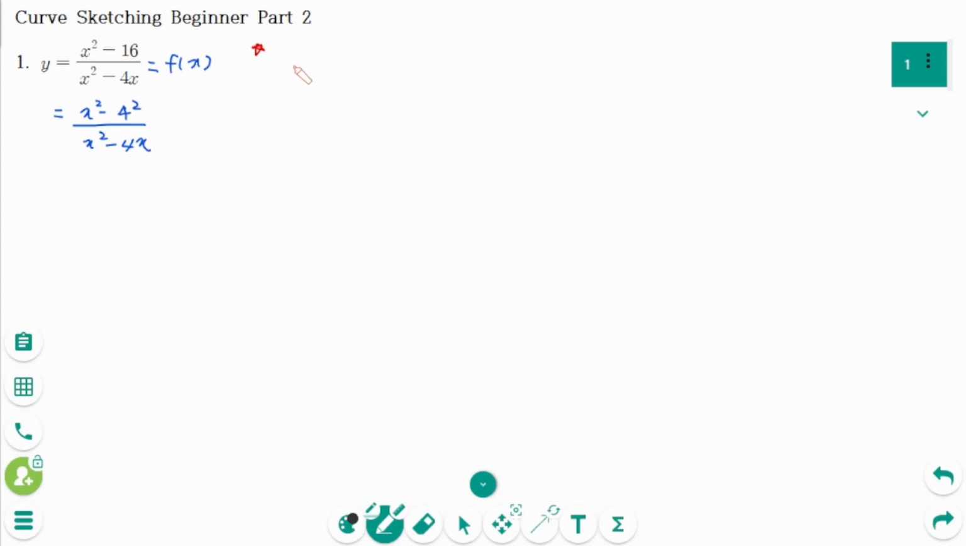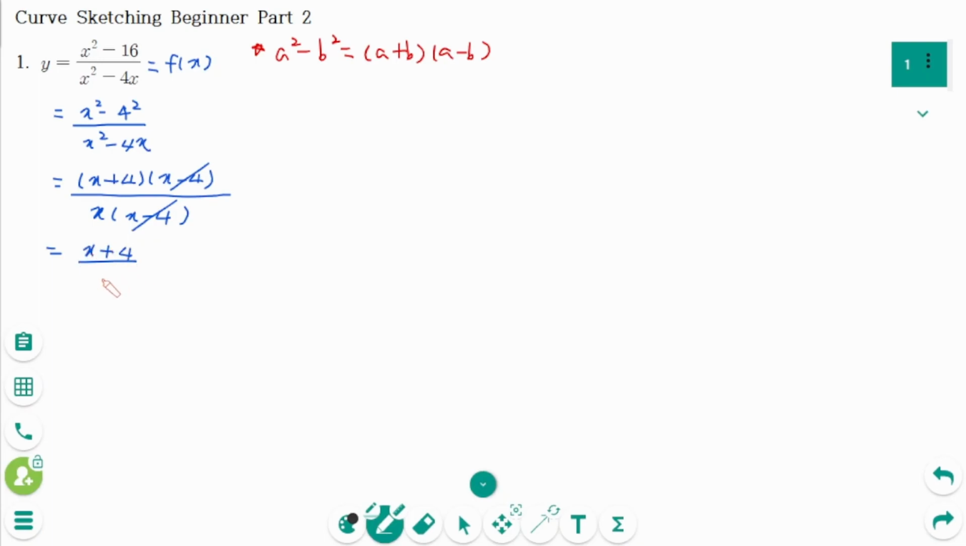The difference between two squares equals, we can factor a plus b, a minus b. Then back to the original, we can factor x plus 4, x minus 4 over, take out x, then x times x minus 4. Then x minus 4 cancelled, then x plus 4 over x. We can rewrite as 1 plus 4 over x. X cannot be 0 and 4.